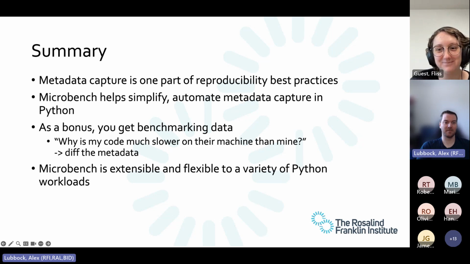So to quickly summarize, the metadata capture is one part. It's relatively simple to implement, and as a bonus, you also get benchmarking data, which can help to persuade people to adopt it. And it's extensible, so you can add additional mix-ins and classes if there are additional metadata types that you wanted to capture.